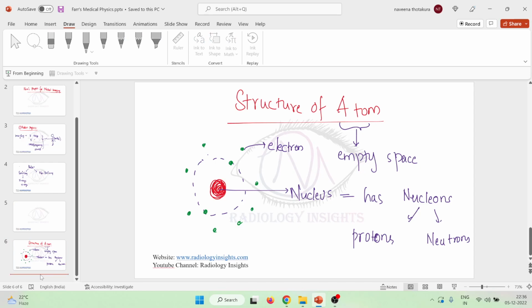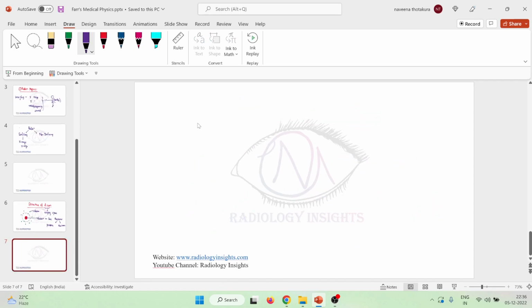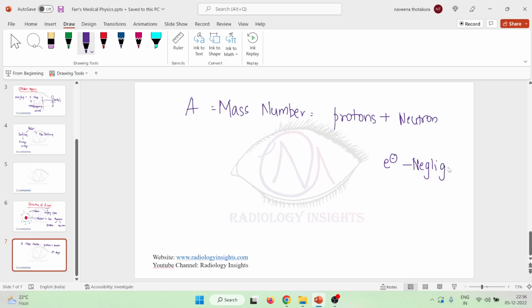Now, some important terminology. A is called the mass number, that is, the number of protons plus the number of neutrons is called the mass number. Electrons have negligible mass, very little mass. So when we add the protons and the neutrons, the mass that we get is called the mass number.